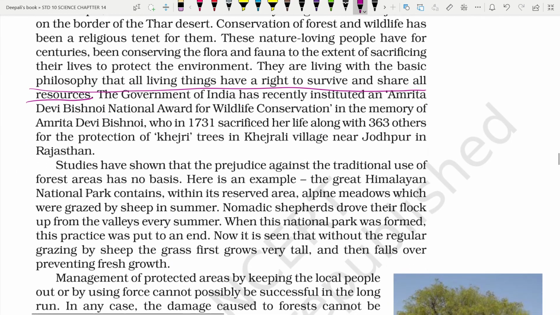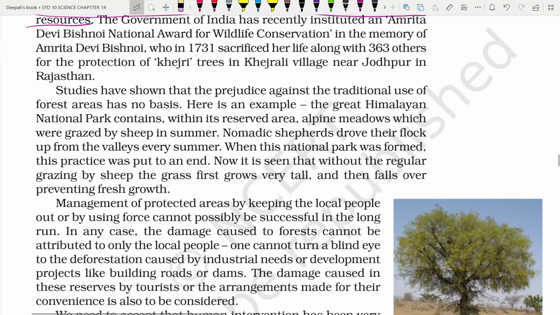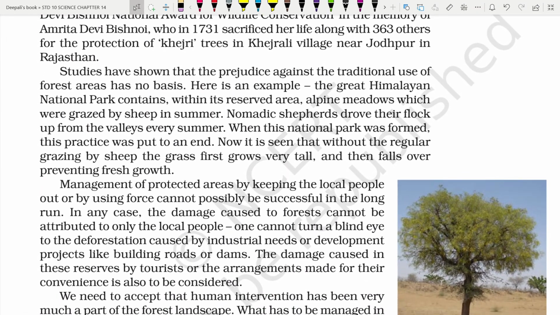award. Studies have shown that the prejudice against the traditional use of forest areas has no basis. Here is an example. The Great Himalayan National Park contains within its reserved areas alpine meadows which are grazed by sheep in summer. Nomadic shepherds drove their flocks up from the valley every summer. When this national park was formed, this practice was put to an end.